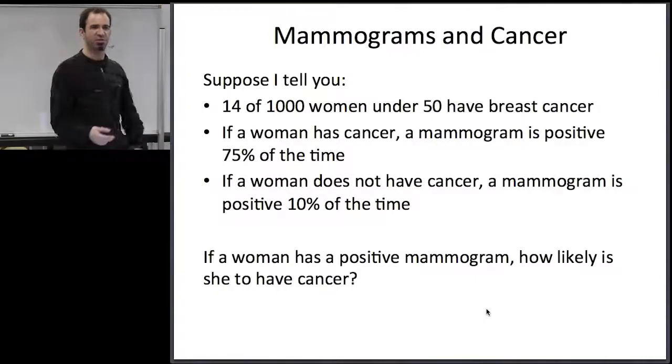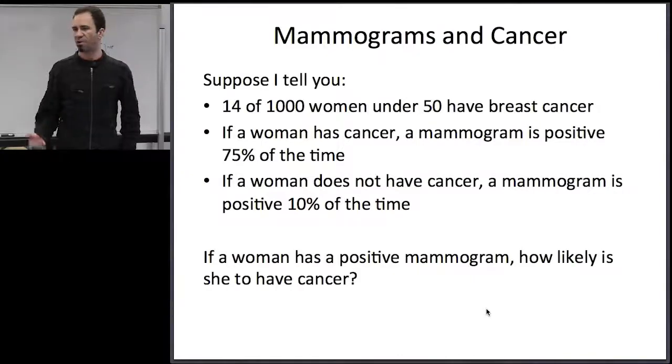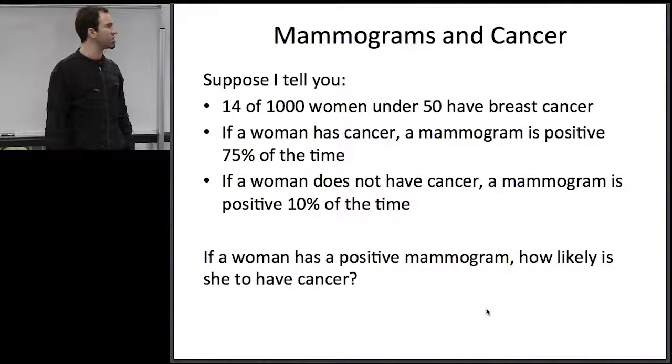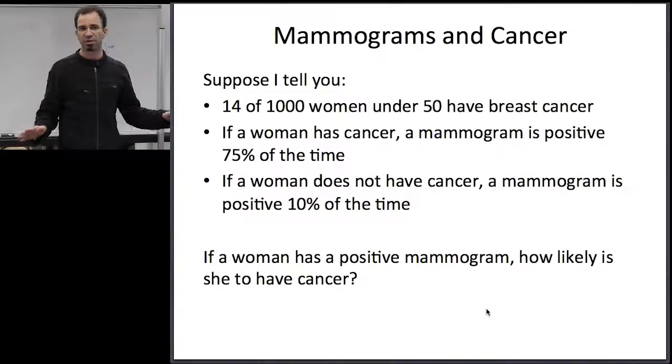Suppose that you know this information. You know how many women out of 1,000 have breast cancer, and this is for young women, because this is actually a real piece of medical research. Is it worth screening women under 50? And then you know the number of false positives and the number of false negatives for the test. Then we want to know: this woman gets a mammogram, she's 42, it's positive, how likely is she to have cancer? First of all, what's the base rate here? The first one, 14 out of 1,000. So without knowing any other information, we know that.